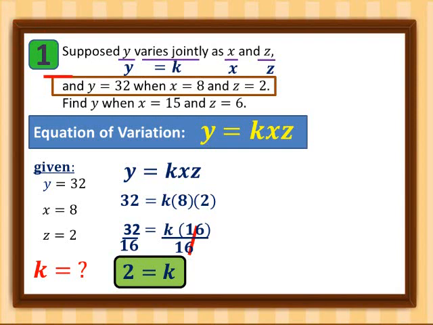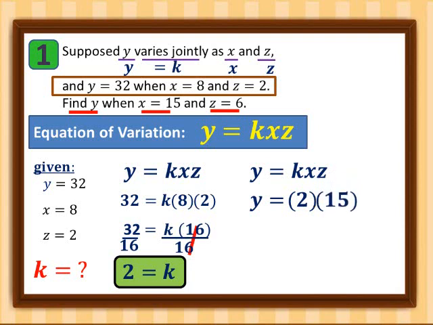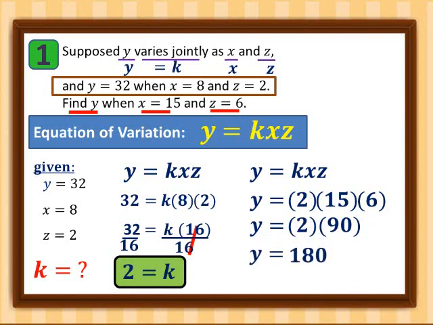Now find y when x is 15 and z is equal to 6. So we will be using the same equation, but this time we are solving for the y. So k, that's 2, x this time it's 15, and z is equal to 6. So y is equal to 2 times 15 times 6, that's 90, and 2 times 90, that's 180. So our y here is 180 when x is 15 and z is equal to 6.